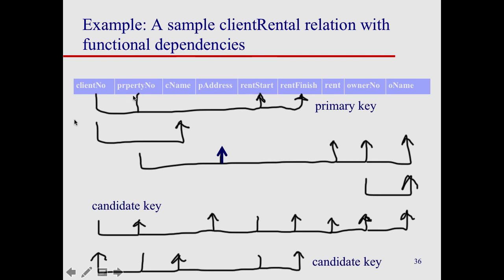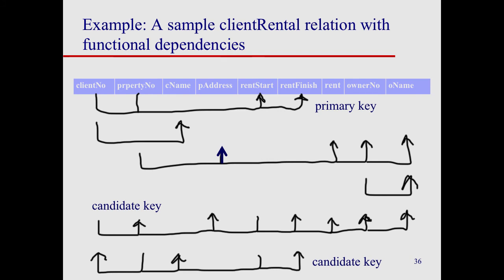Here, anything without an arrow on it would be part of the determinant on the left side, and anything with an arrow would be on the right side of the arrow. We're making the assumption that the client number and the property number uniquely determine the starting date for the rent and the finishing date. So we're assuming a client doesn't rent two properties from us simultaneously, and that one person is on the lease. There are not multiple people on the lease.